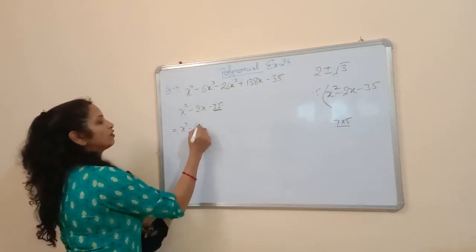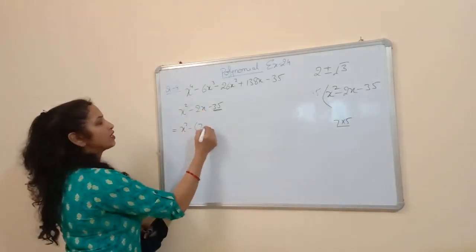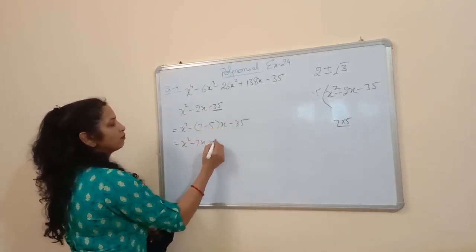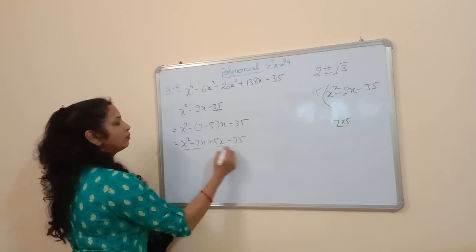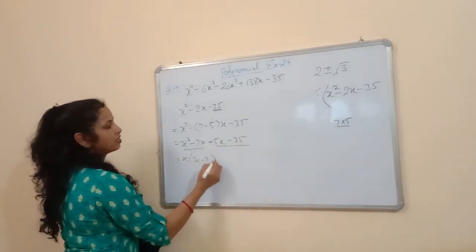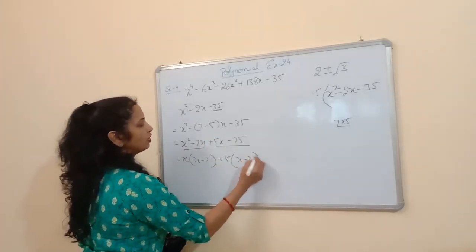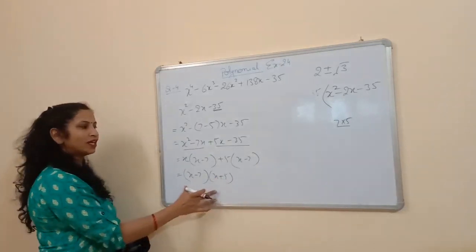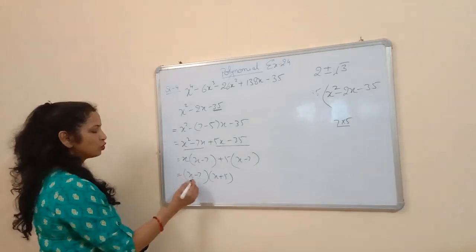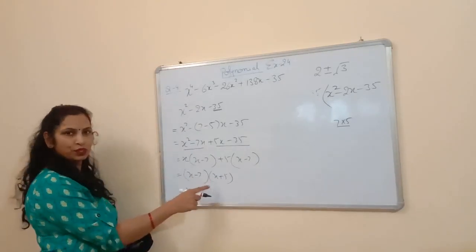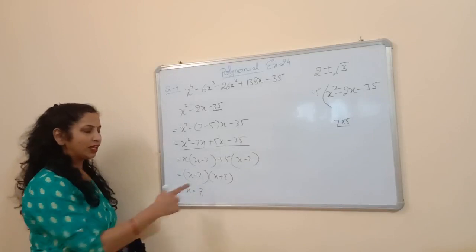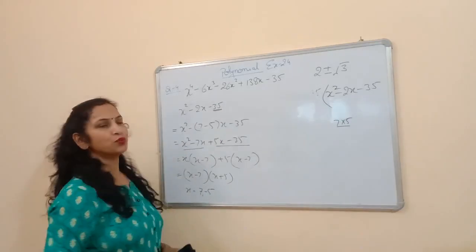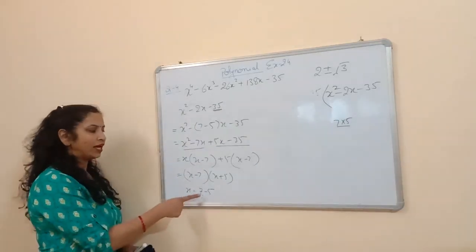So we can write it like, in place of 2 we can write 7 minus 5, and then x minus 35. Now open your bracket: minus 7x plus 5x minus 35, and then pairing it is x minus 7 and plus 5 common, it is x minus 7. Now we have the two other factors, that is x minus 7 and x plus 5. By these two factors we can find the zeros of the polynomial. So if x minus 7 is equal to 0, we will get x is equal to 7, and if x plus 5 is the factor, we will get minus 5. So other than 2 plus minus root 3, we have the other two zeros, 7 and minus 5.